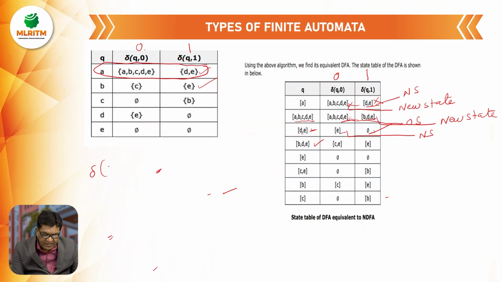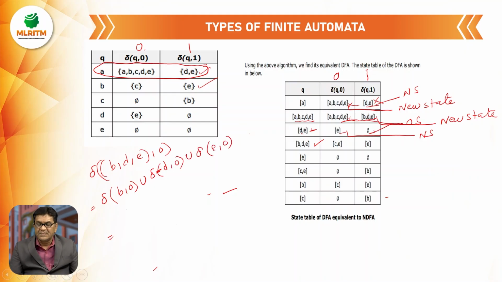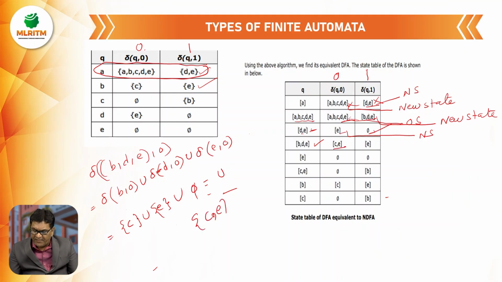Now delta current state is B comma D comma E, current input is 0. Now you can find out delta B comma 0 union delta D comma 0 union delta E comma 0. Now you can find out whether it is a new state or old state. B comma 0, yes, it is C, union D comma 0, it is E, union E comma 0, it is pi. What is the next state? BDE comma 0 goes to C comma E. Yes, that's why I wrote C comma E. Sir, is C comma E a new state or old state? Yes, it is a new state.